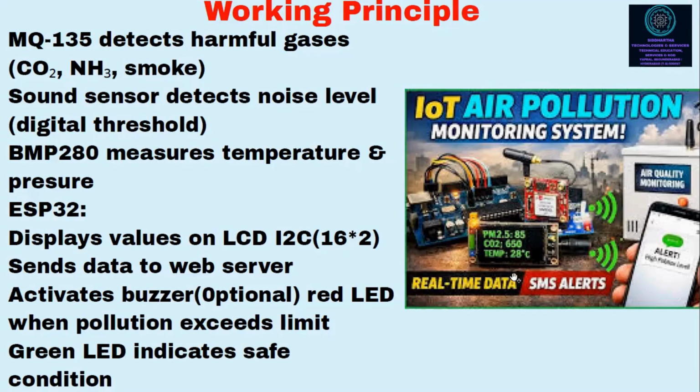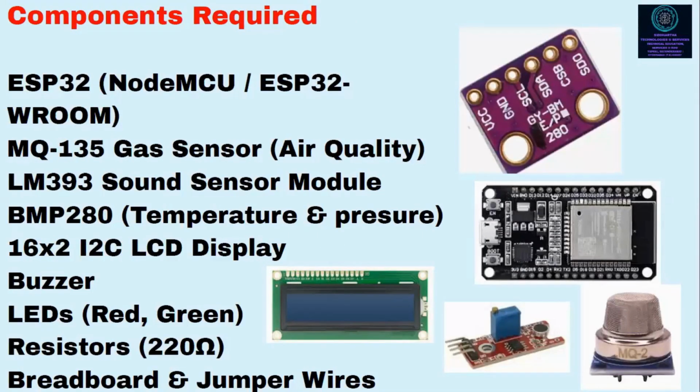All right, so let's go. What are the components? Very simple. ESP32, since it is an IoT project. The MQ135 gas sensor. Then BMP280 for temperature; BME280 you can also use, the only difference is you have to change the libraries. Then the 16x2 LCD with I2C. A buzzer, if you want, you can use it; I have not used a buzzer. I've used red and green LEDs, resistors, a breadboard, and jumpers. These are the requirements.